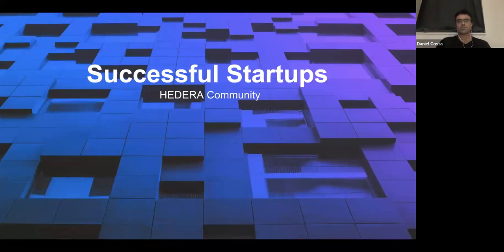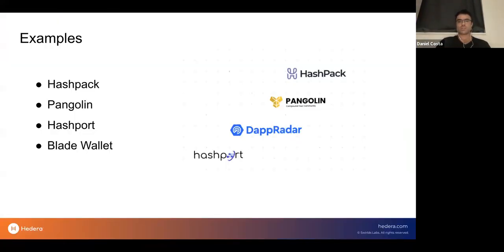Successful startups. Let's look at the other community as well, with some examples. I'll just put a few things out there. HashPack, for example, is in the Hedera community, a very famous wallet for Hedera, and such a great product. You've got Pangolin as well, a decentralized exchange, and they also tapped into the Hedera community, and they're doing quite well. We also work with them.